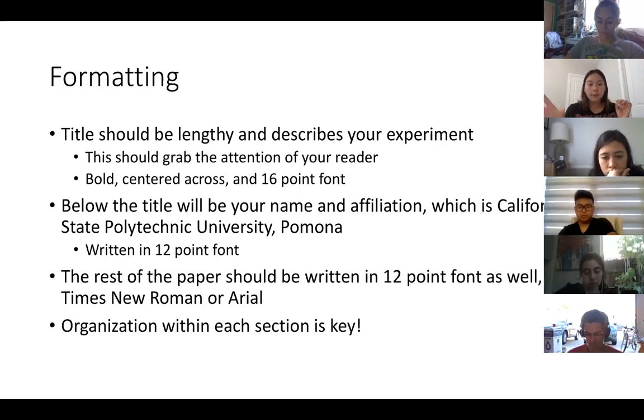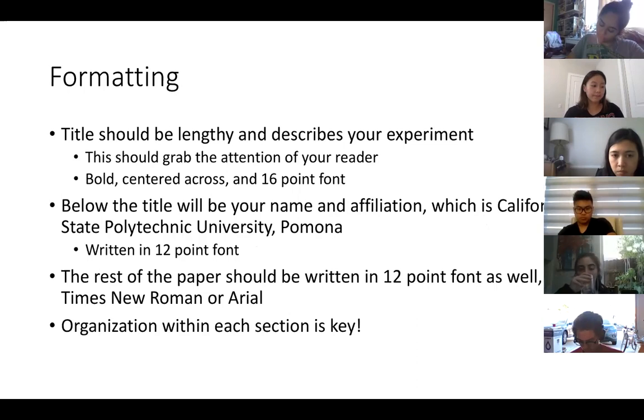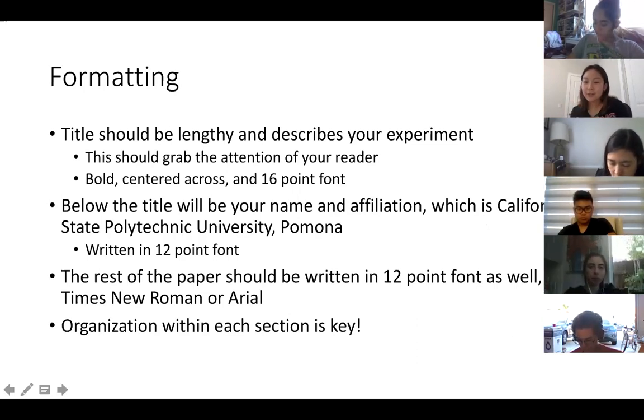Okay, and then below the title will be your name and your affiliation. All of your affiliations will be California State Polytechnic University, Pomona, and this should be written in 12-point font. The rest of your paper should also be written in 12-point font as well. The only thing that's going to be slightly bigger is your title. And your font should either be Times New Roman or Arial. But I know that Arial is slightly bigger, so if you guys are trying to cheat with the whole paper thing, trust me, been there, done that.